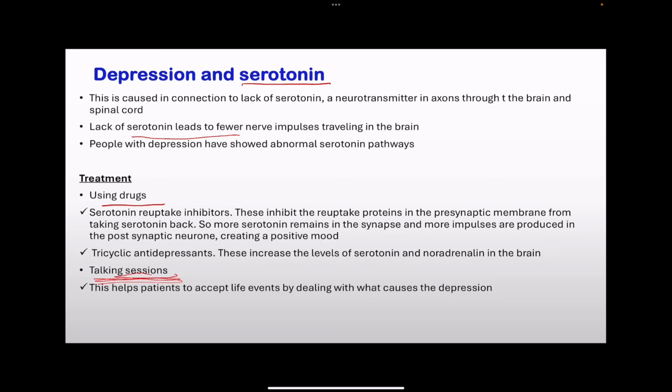The selective serotonin reuptake inhibitors are going to prevent the reuptake of serotonin back through the presynaptic membrane. So serotonin is going to remain in the synapse and more impulses are going to be produced in the postsynaptic neuron, creating a more positive mood. They can also use antidepressants. These increase the levels of serotonin and noradrenaline in the brain.